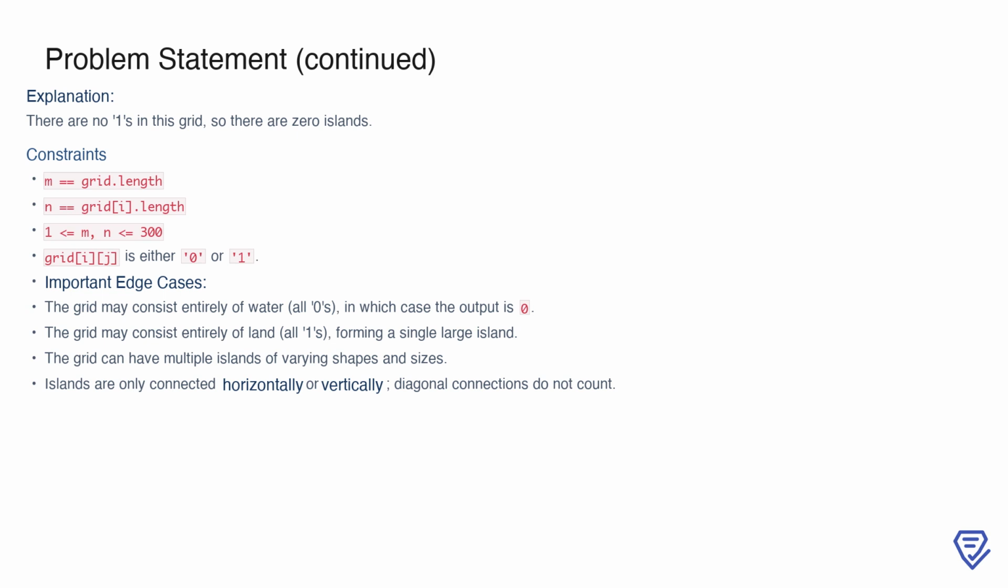Keep in mind several constraints for this problem. The grid dimensions can go up to 300 by 300, and every cell is either 0 or 1. Some important edge cases to consider include grids with all water, grids with all land forming one large island, and grids with multiple islands of varying shapes and sizes. Remember, diagonal connections don't count, which can sometimes impact how islands are identified.